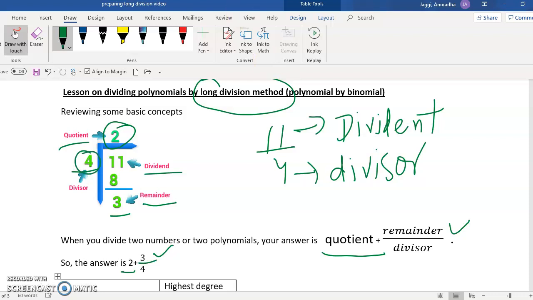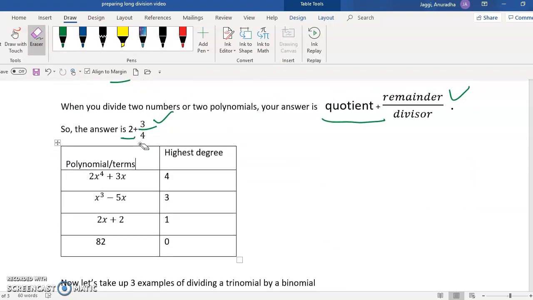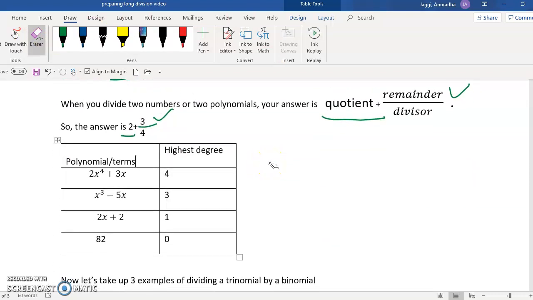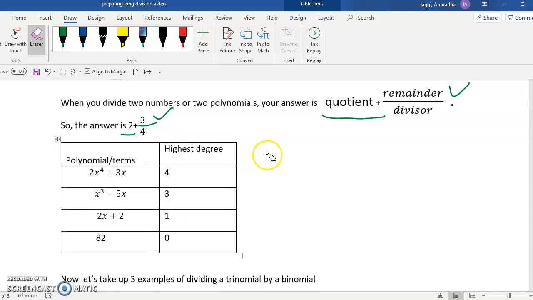Okay, so moving on, some more vocabulary words that you will be requiring is the degree of a polynomial, or the highest degree. So look at this polynomial. These are mostly binomials except 82, which is like a monomial. There's no other term. So let's look at the degree. Degree is the highest power present in the polynomial.